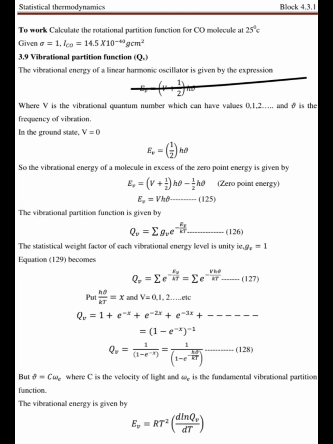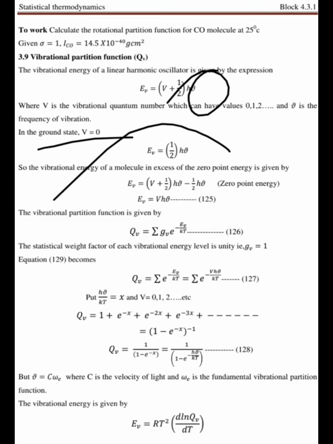So here V is the vibrational quantum number, and this is nothing but the characteristic vibrational temperature theta. The vibration energy of a molecule in excess of zero point energy is given by, and further the vibration partition function is given.